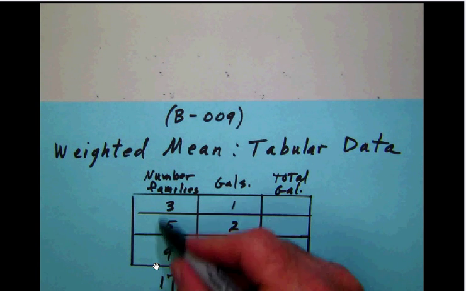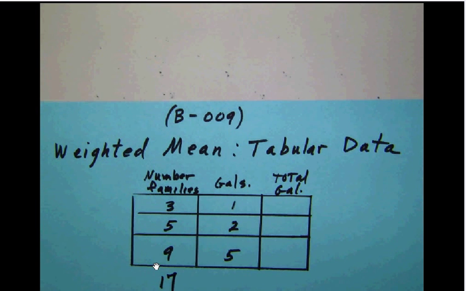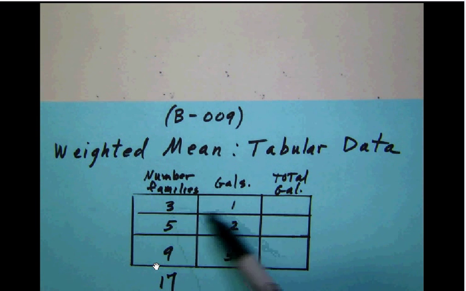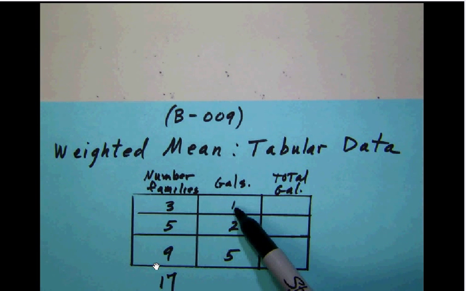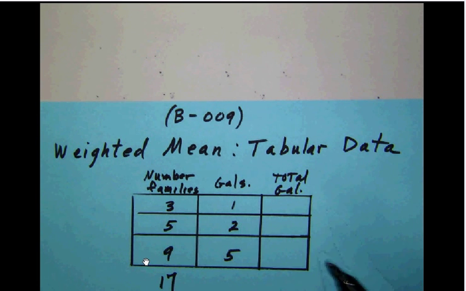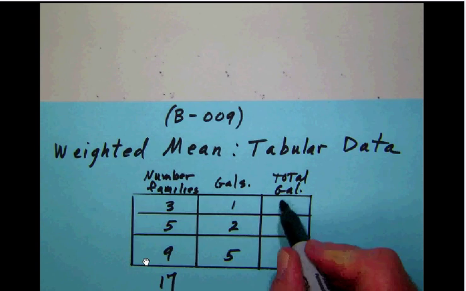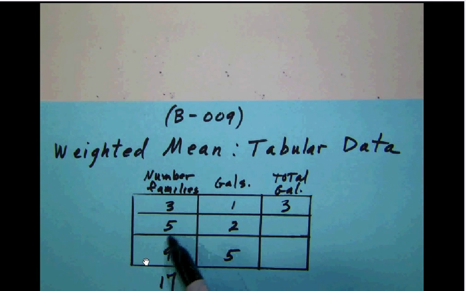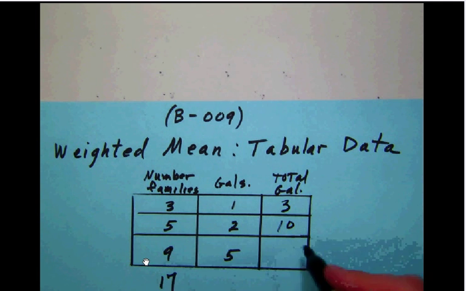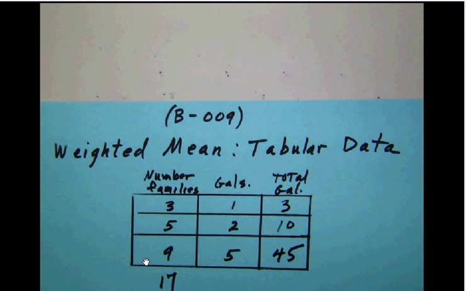We could just simply add up 3 and 5 and 9 and get that ourselves, but they've told us that. Now, there were 3 families, and each of those families drank 1 gallon of milk, so we're simply going to multiply across on this chart. 3 times 1 is 3. 5 times 2 is 10, and 9 times 5 is 45. So what we will do then is to now add down that column. We'll simply add up the 3 plus the 10 plus the 45, and I will get for that 58 gallons of milk.